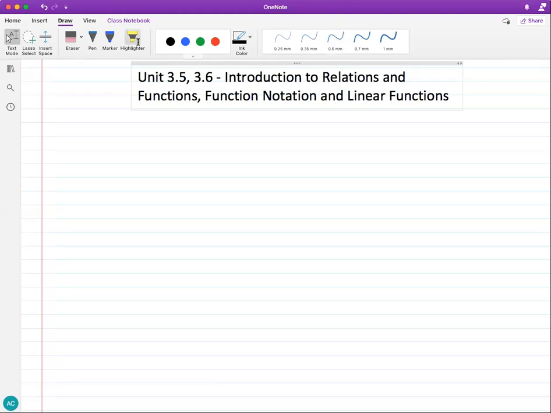So first we're going to start by learning the difference between relations and functions. And after that, we're going to look into some actual functions and notations or formulas. So let's first understand the difference between the two. So relations.